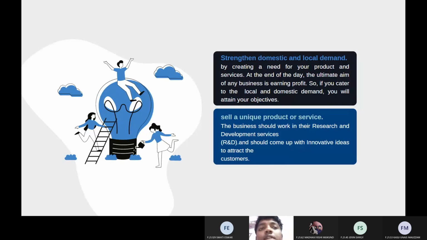Fourth, sell a unique product or service. The real talk is that one will buy a product or service only if it pleases his or her eyes, and innovative products and services can do well with the task of pleasing eyes. But to come up with new ideas and innovations, the research and development service, that is the R&D department, should put in some work. Once the business comes up with unique products and services, then they can compete globally.